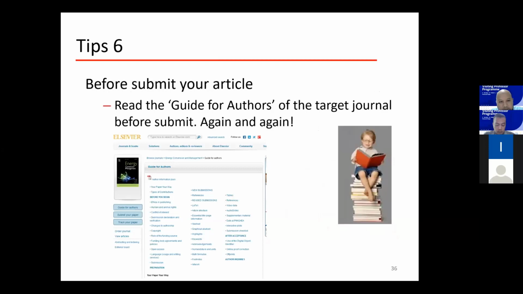Okay, so tip number 6, you need to read the guideline carefully, because there are some requirements. For example, some journals provide a template. You need to use their template. You cannot simply send your own template.